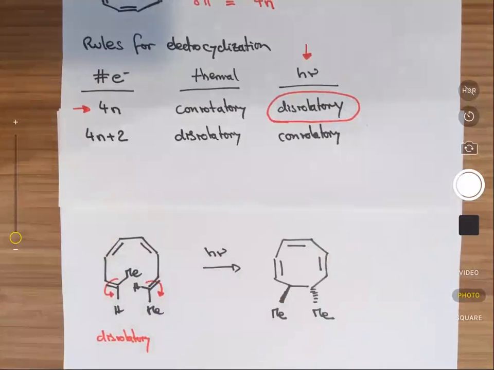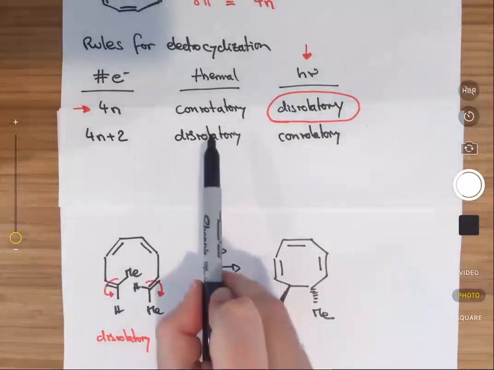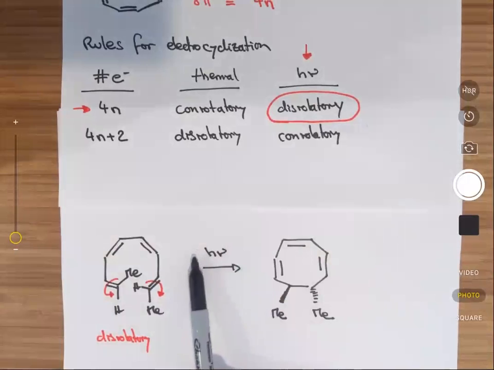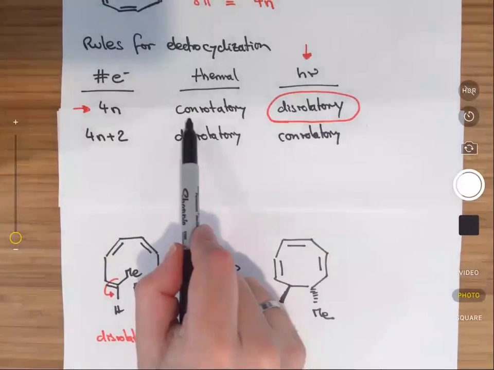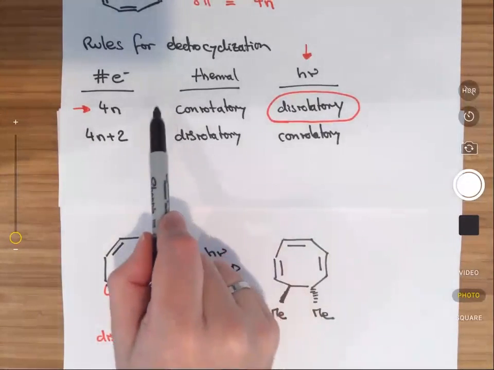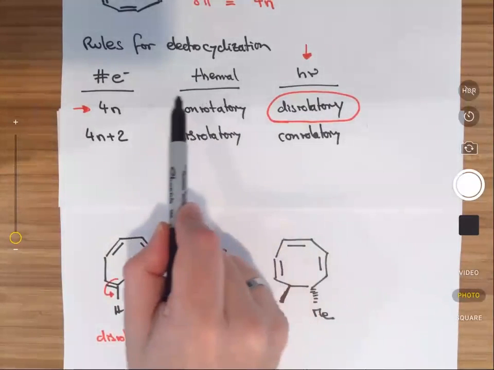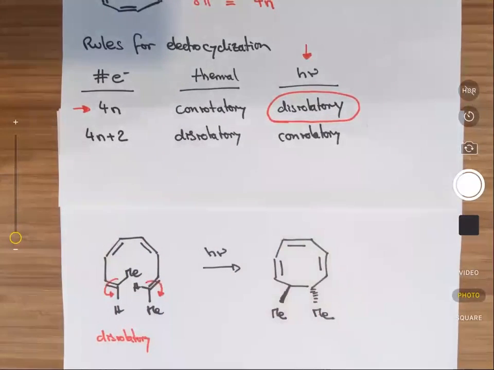You can analyze exactly the same reaction based on this table. If you, for example, switch the conditions out, if you performed this under thermal conditions by just heating, then you would basically just drop over to this first column, and you would have to do the reaction in a conrotatory mode. And of course, this would give you a different stereochemistry at this position.